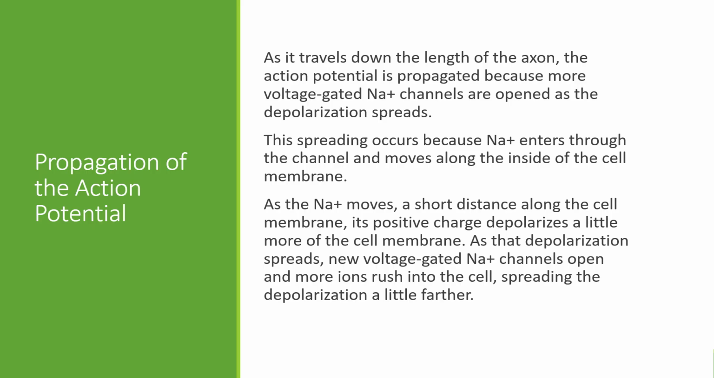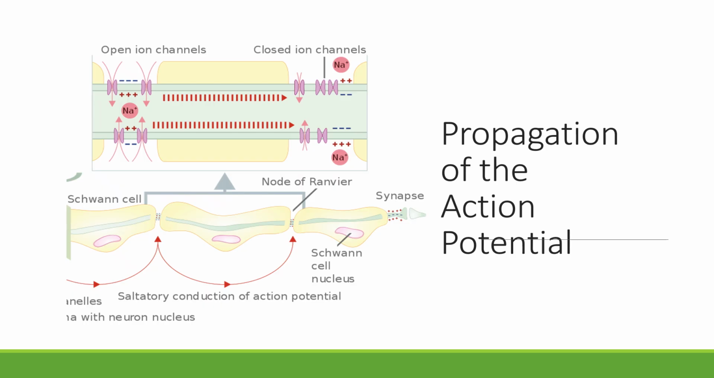So as the sodium moves a short distance along the cell membrane, its positive charge depolarizes a little piece of the membrane, one right after another, just like dominoes in a row. And as that depolarization spreads, new voltage gated channels are opened and more ions of sodium rush in, and it's going to cause the depolarization to happen in the next little section. So that's an idea of how that's happening. We're conducting it in what's called saltatory conduction.